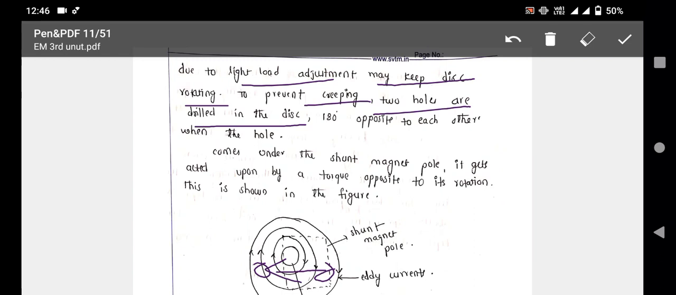Now what is meant by creeping? The slow revolutions made by the disk when there is no load current, when there is no energy consumption, is known as creeping. The creeping error can be reduced by providing two holes on the aluminum disk 180 degrees apart, that means two opposite holes. These two holes are placed at 180 degrees because of the creeping error, even when there is no load.